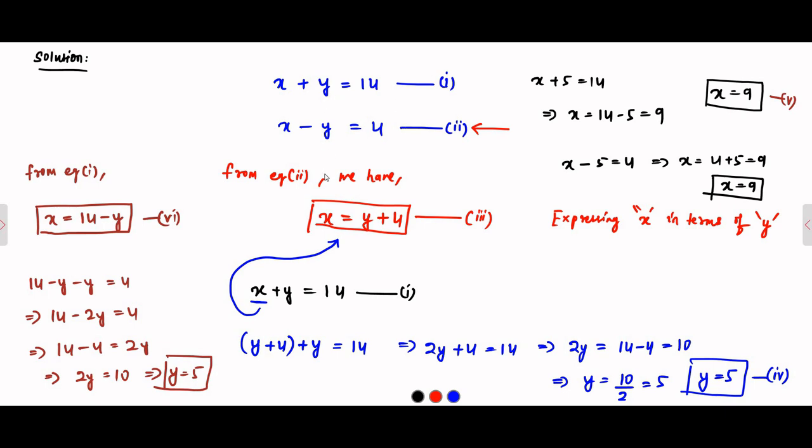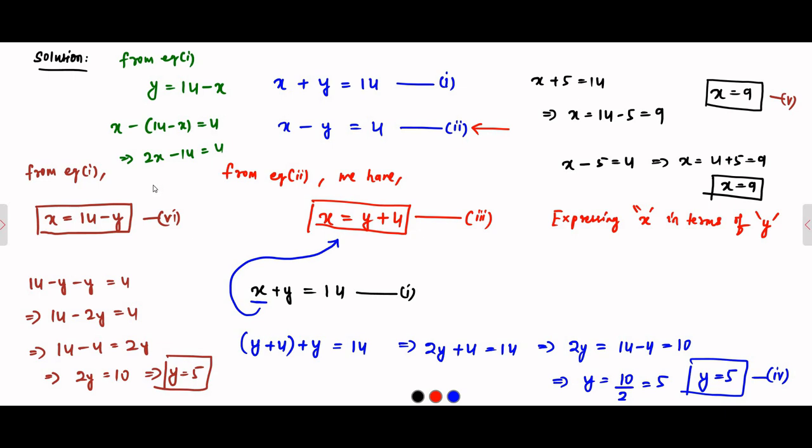Similarly you can also substitute y like this. You could have done from equation 1, y is equal to 14 minus x. Then you could have used it in equation 2. That implies x minus (14 minus x) is equal to 4. That implies 2x minus 14 is equal to 4.